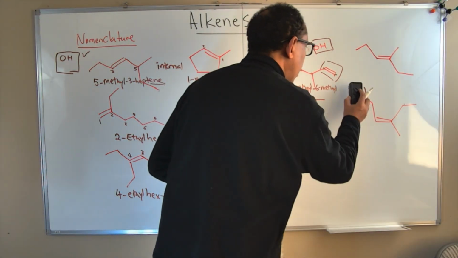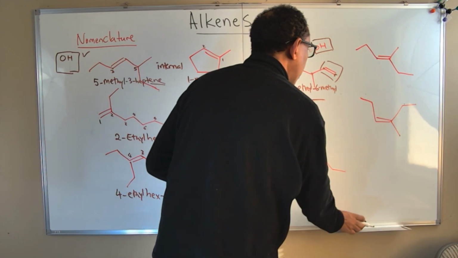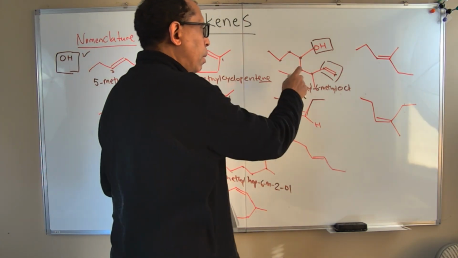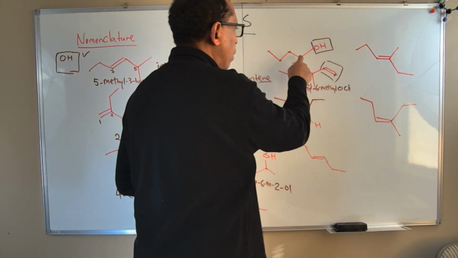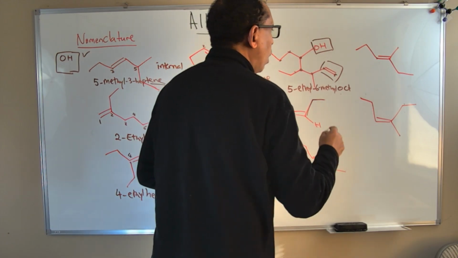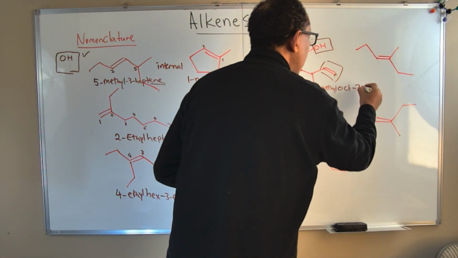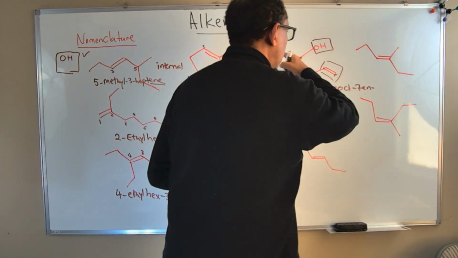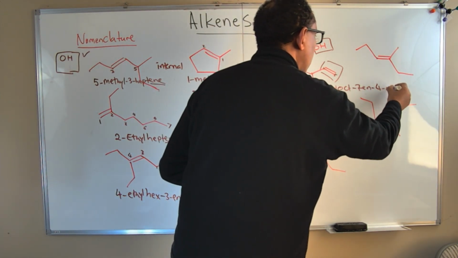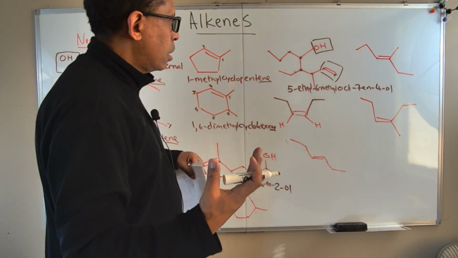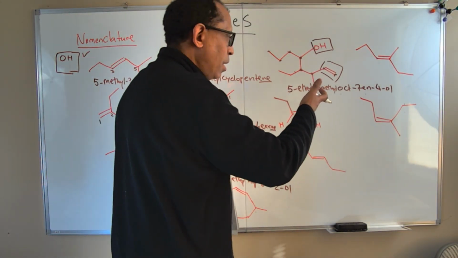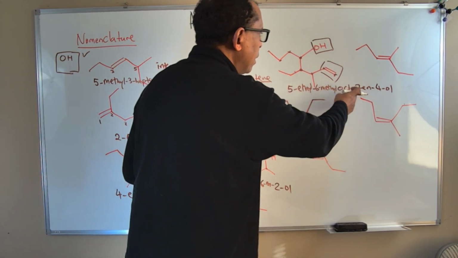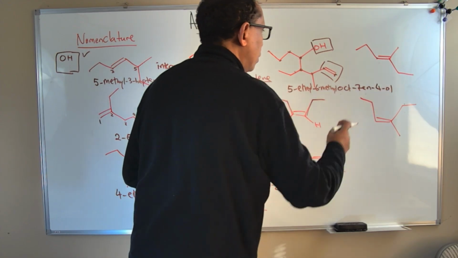Let me just make a little more space here. Oct. At what position is the double bond? 1, 2, 3, 4, 5, 6, 7. Oct-7-en, and the alcohol is at 4-ol. So let's just read this out. It's a little bit long. 5-ethyl, 6-methyl, oct-7-en-4-ol.